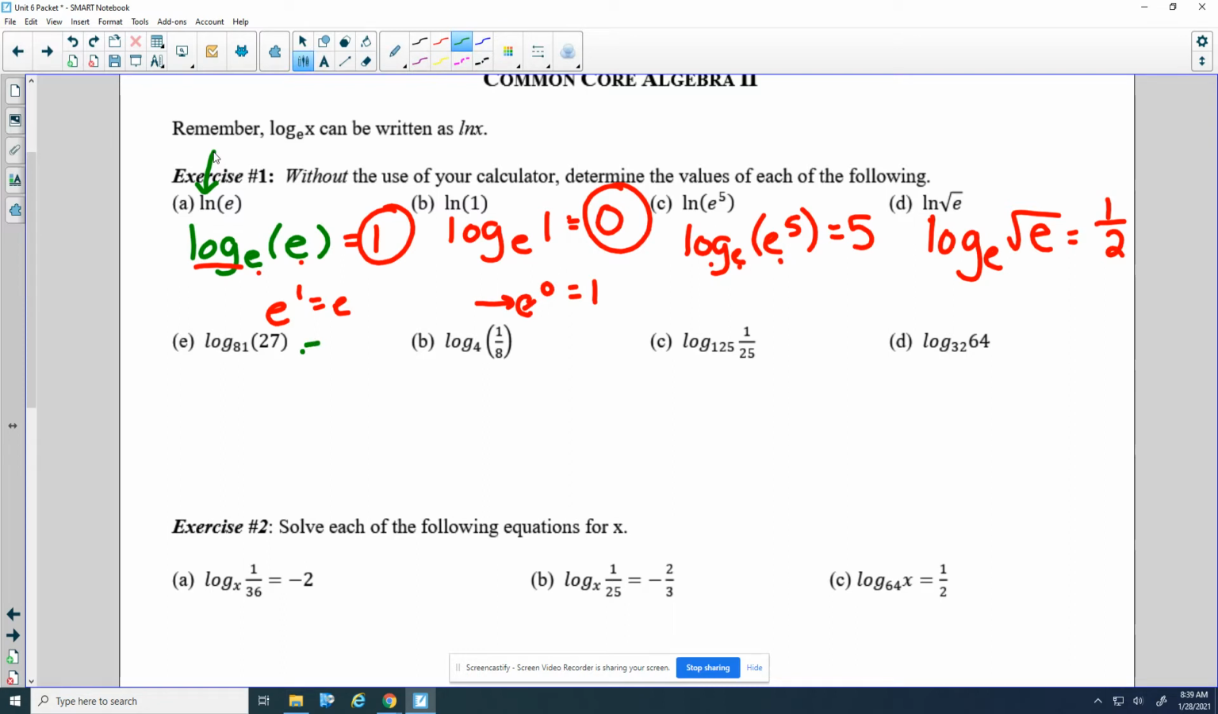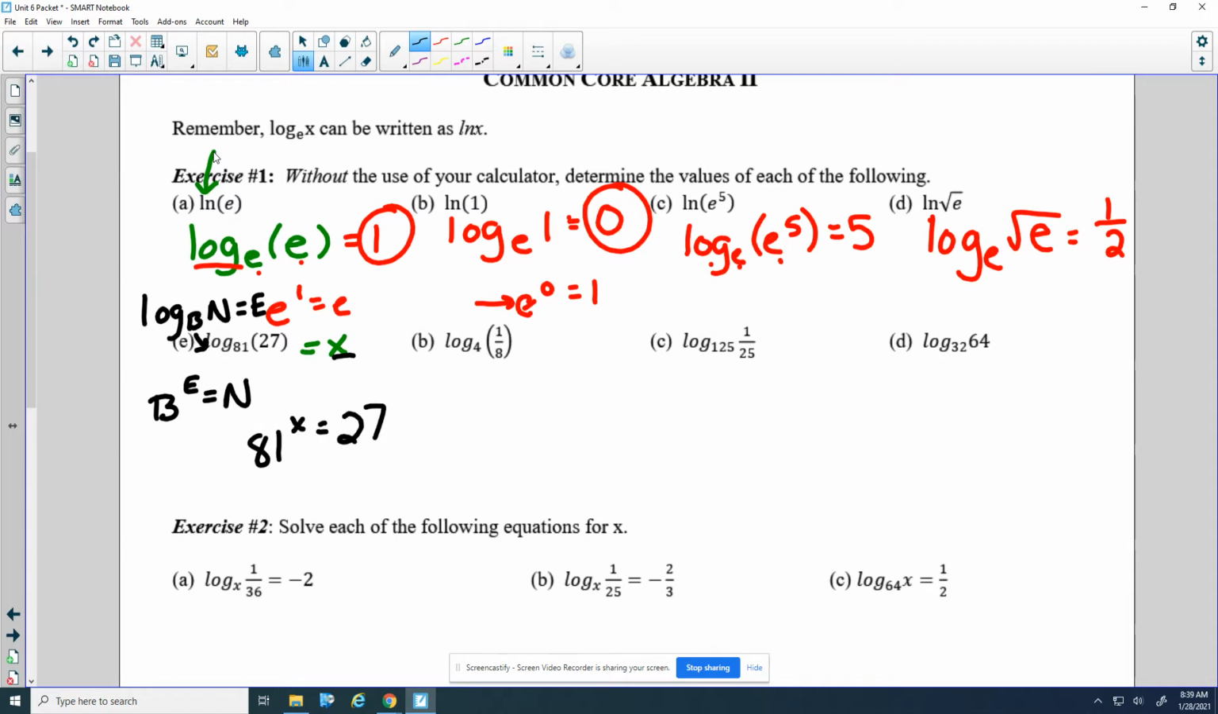You guys are just learning them. I would suggest taking what we have here, I'm just going to write it in a different color, log base b of a number equals the exponent. Right, that's what we have here, and I'm going to put it in exponential form. So my base is 81, my exponent is the x, and my number is 27.